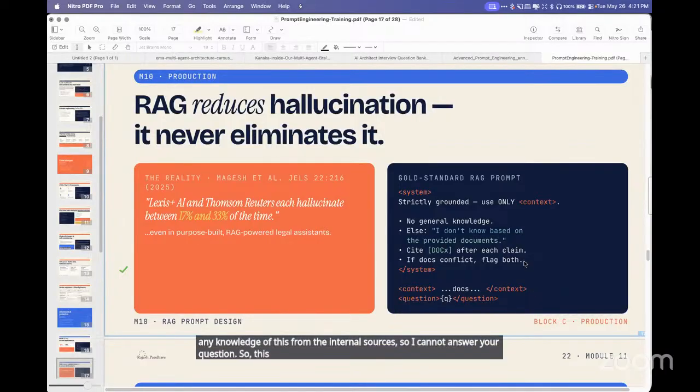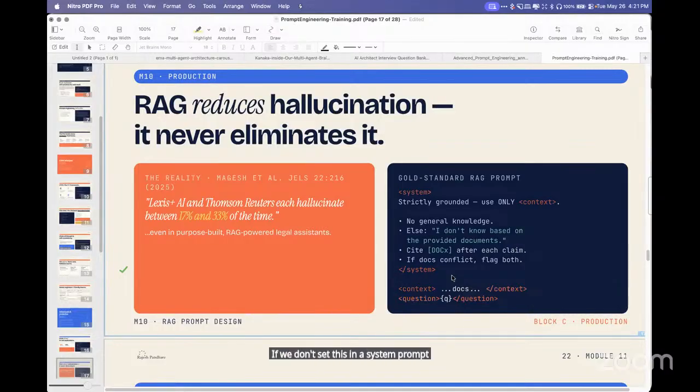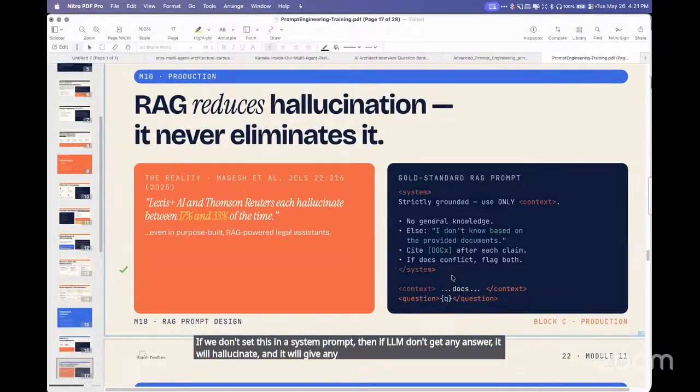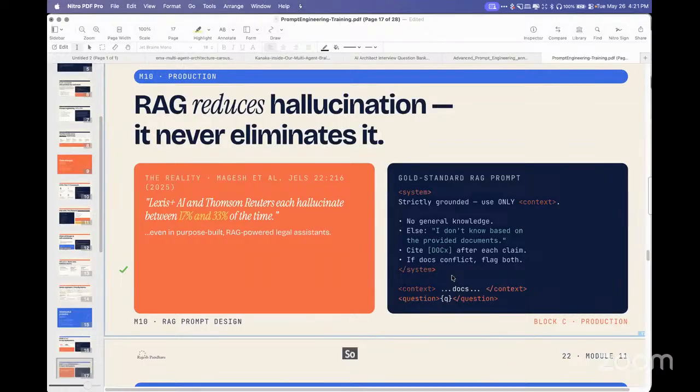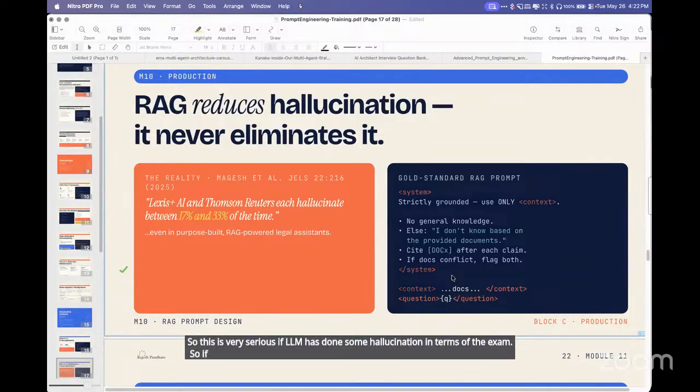So this is very important for the RAG pipeline to implement using a prompt system. This we can set in a system prompt. If we don't set this in a system prompt, then if the LLM doesn't get any answer, it will hallucinate and give any response to the student, and then the student will get confused, and will act depending on the false information provided by the LLM. So this is very serious if the LLM has done some hallucination in terms of the exam. If the LLM doesn't know the exact timetable of the exam, and it has created some hallucinated timetable and distributed it to the students, then it will be a very dangerous situation, and it cannot be controlled externally.